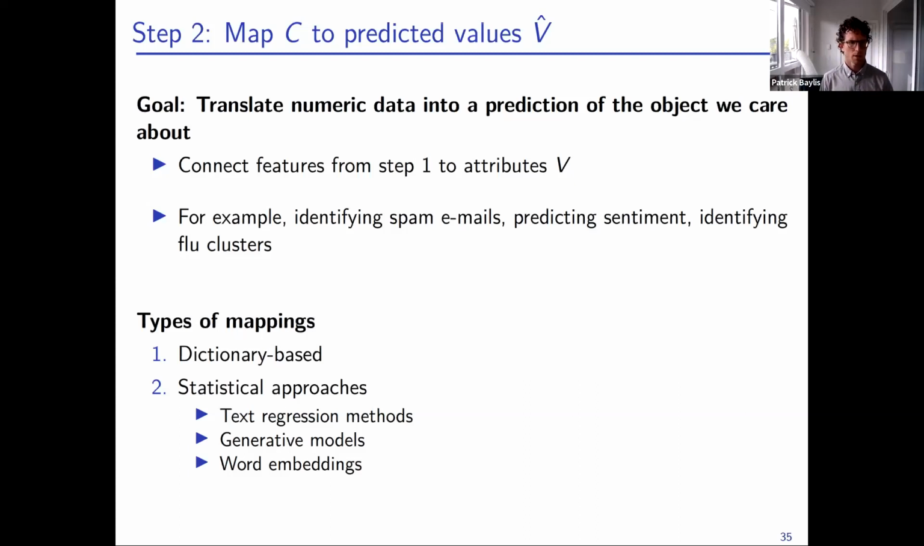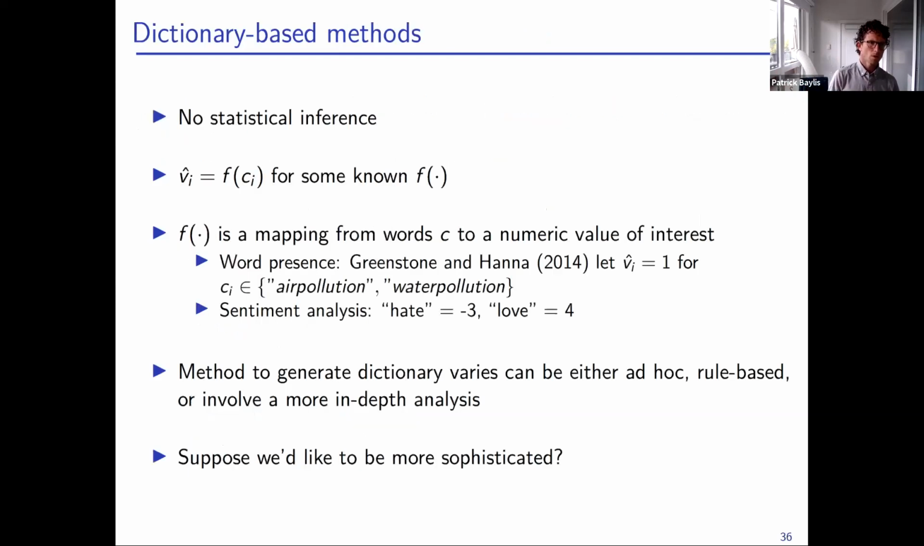There's a couple different ways that you might do this, and I guess this gets back a little bit to step 1, but the mappings that you take from the features to V basically take 2 forms. They could be dictionary based, or they could be more statistical approaches. So what I showed you in the paper that I talked about was a set of mostly dictionary based methods. These methods don't involve statistical inference, at least not in the direct process. The idea here is that we're just going to use some function of C that we've generated that maps counts of words to some vector. So this is another layer of dimensionality reduction.